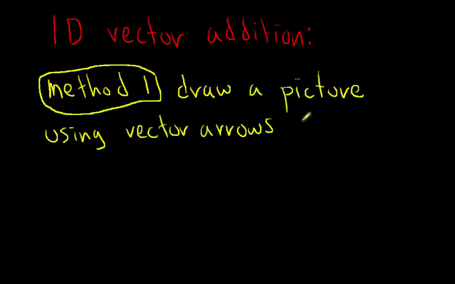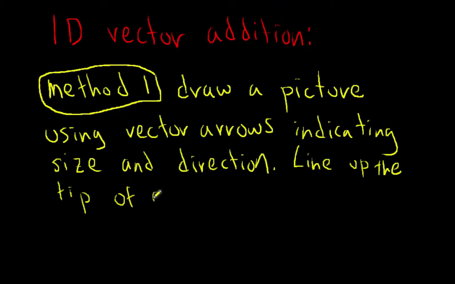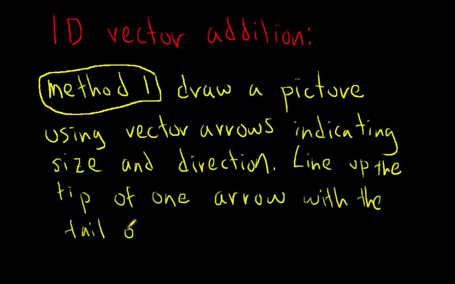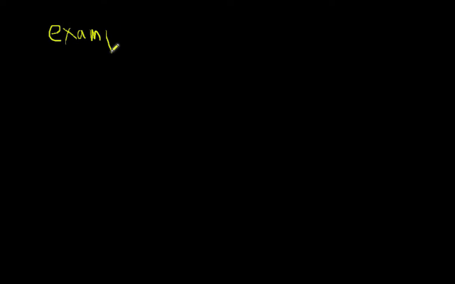using vector arrows. So you draw arrows to show the length and direction of the vector, indicating size and direction. You line up the tip of one arrow with the tail of the other. This is called tail to tip or tip to tail vector addition. It's not as hard when it's only one-dimensional and it seems quite simple, but it's a good technique to learn now while it's simple, so that way for two-dimensional vector addition, it's already something you understand.